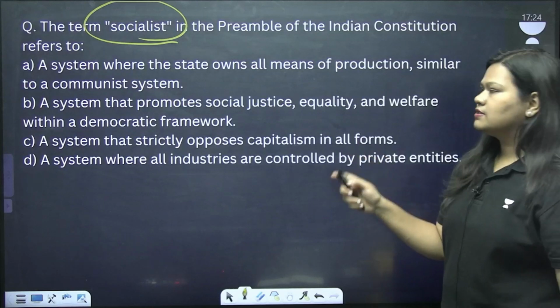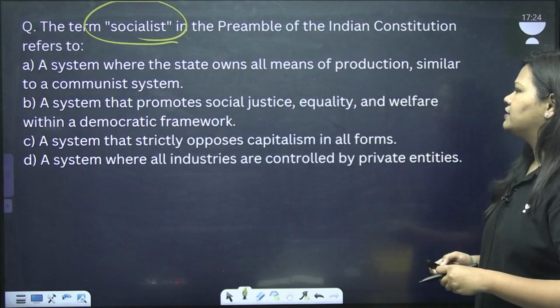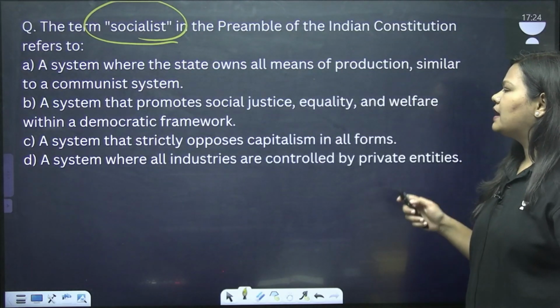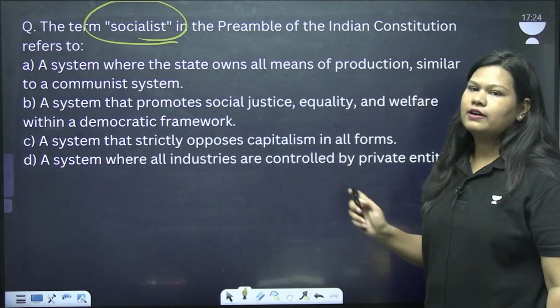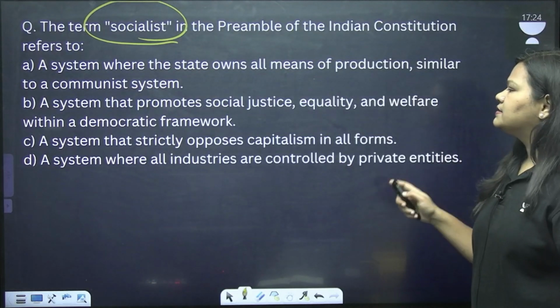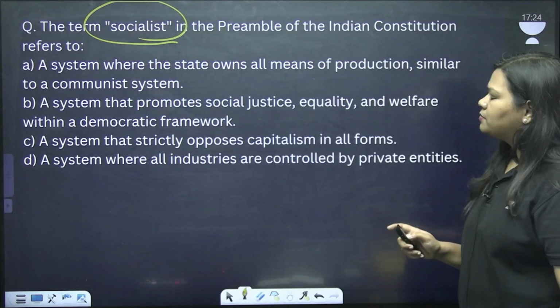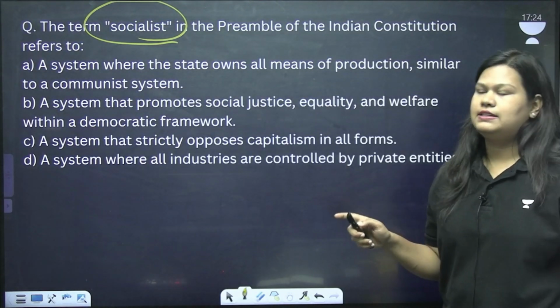Let's read the options. Option A is a system where the state owns all means of production, similar to a communist system. Option B is a system that promotes social justice, equality and welfare within a democratic framework. Option C is a system that strictly opposes capitalism in all forms. And option D is a system where all industries are controlled by private entities.